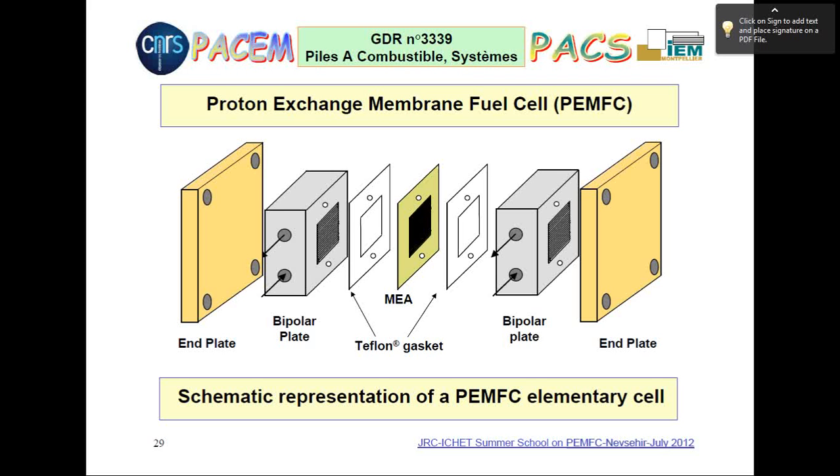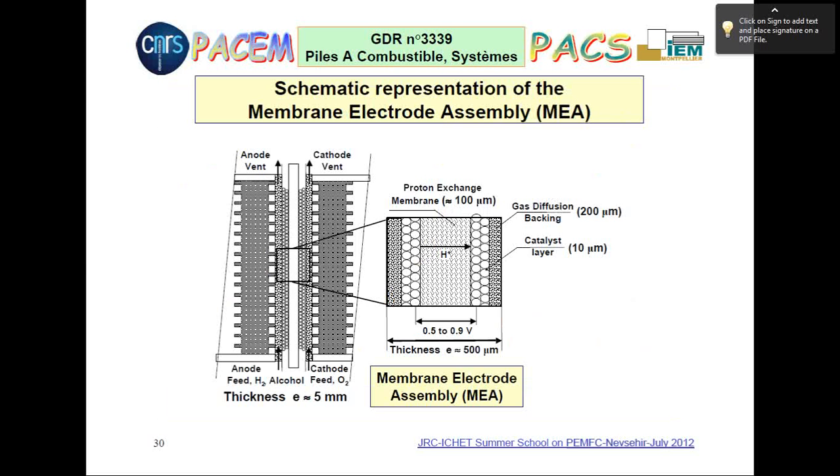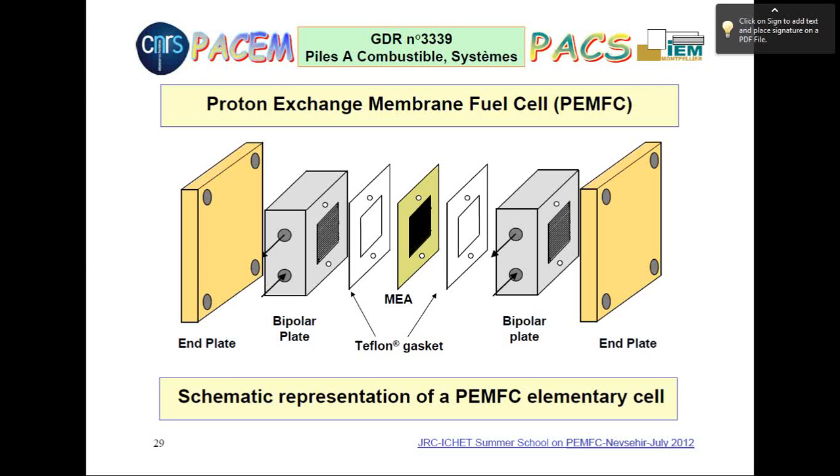Bon, just the elementary cell, the PEM fuel cell. You have different parts, different layers. The most important part is the membrane electrode assembly. So you have the membrane, on both sides of which the catalytic electrodes are pressed. You have gaskets for tightness of the system to gases. You have bipolar plates to connect different cells in series. And if you have only one cell, you have end plates. Okay, that's the basic scheme of an elementary PEM fuel cell.